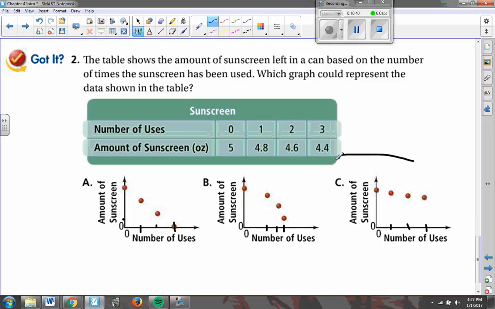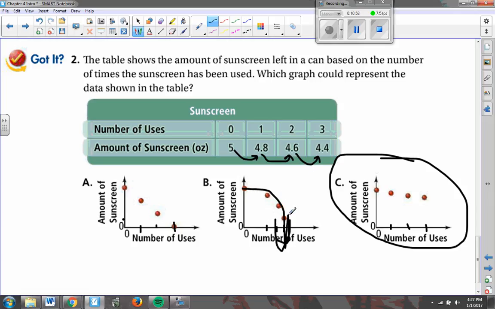Okay, the correct answer here is C. It's not B, because what we should notice is that the amount of sunscreen continues to go down by the same amount. It drops by 0.2 there, drops by 0.2 there, and drops by 0.2 there. And this one is going down all of a sudden very steeply, like we're using so much sunscreen that third time for no apparent reason. So it's not letter B.